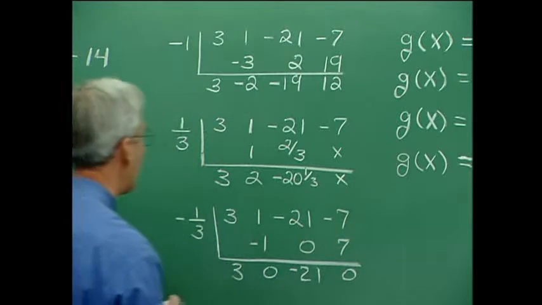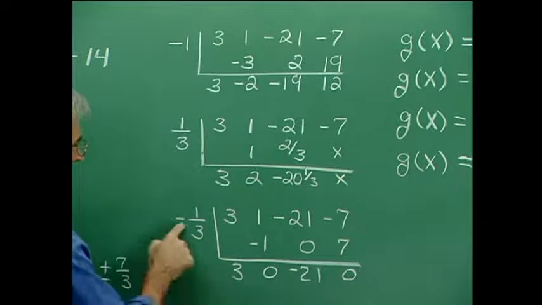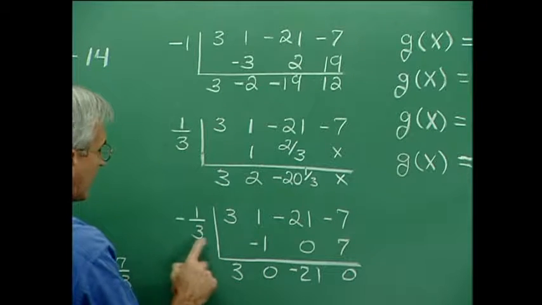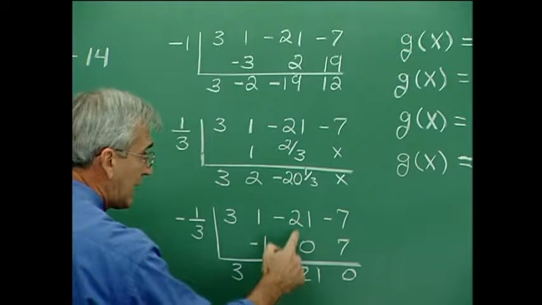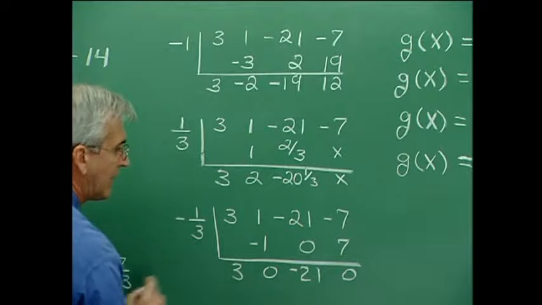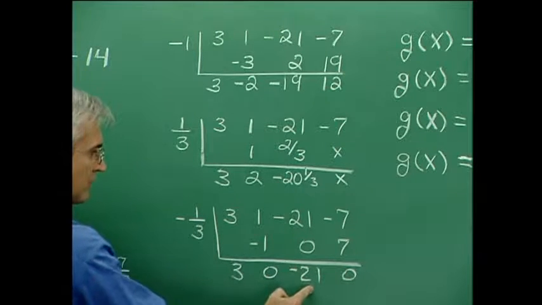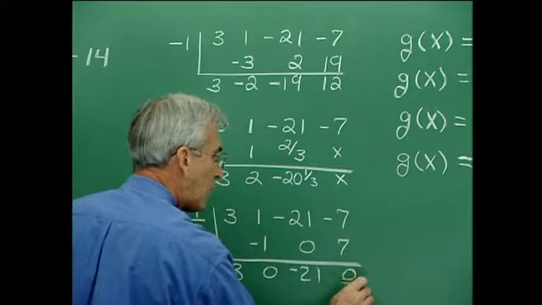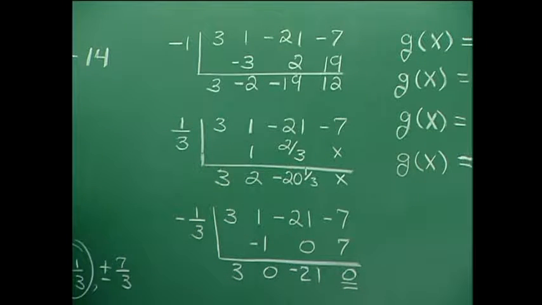So we're not going to get a 0 there. -1/3. Bring down the 3. -1/3 times 3 is -1. Together 0. -1/3 times 0 is 0. Bring down or collect here to give -21. -1/3 times -21 is 7. And so -7 with 7 is 0. So now we have bumped into a 0. And the rational zero test has been particularly helpful to us in this investigation.